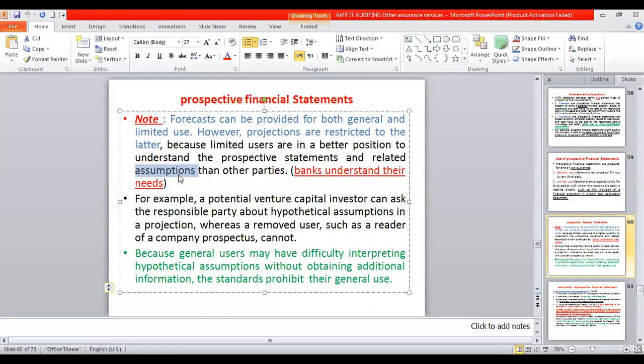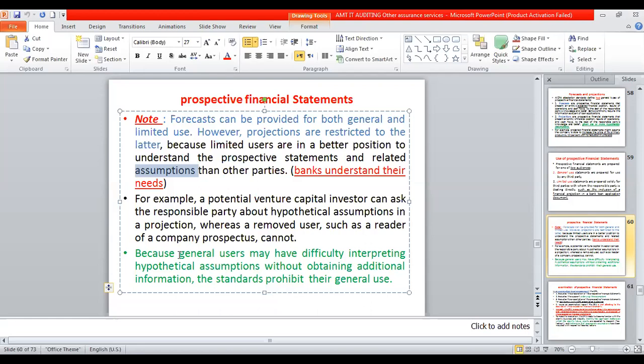Also, for example, potential venture capital investors can ask the responsible party about hypothetical assumptions. Likewise the bank or whatever intended users, when they ask the management to provide prospective financial statements, may also ask the management to provide the hypothetical assumptions, meaning the assumptions the company made. They are already sure and understand the state of nature, these circumstances and these hypothetical assumptions, which differ from general users or other stakeholders.